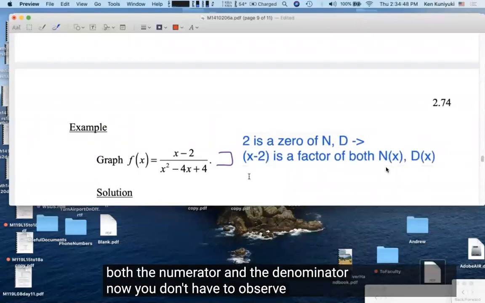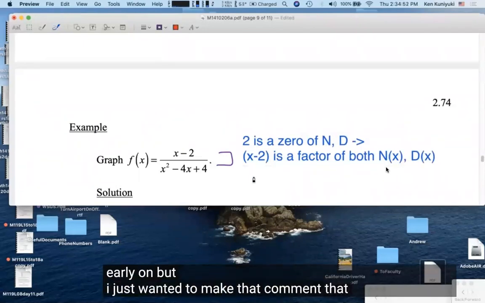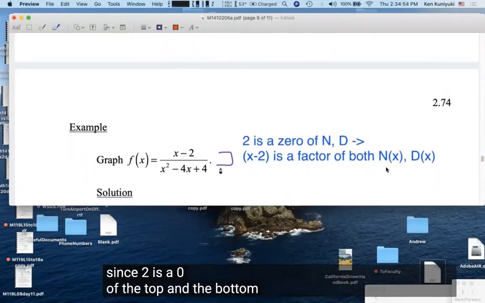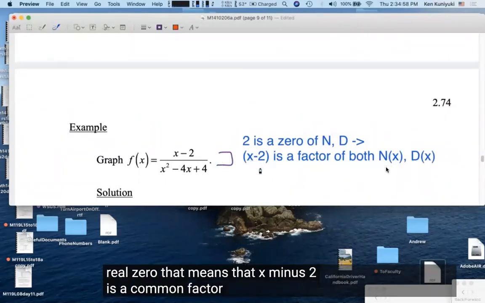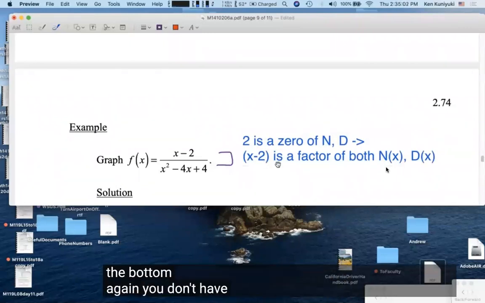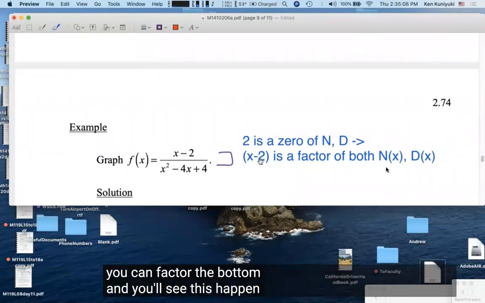Now, you don't have to observe that this early on, but I just wanted to make that comment, that since 2 is a 0 of the top and the bottom, it's a common real 0. That means that x minus 2 is a common factor for both the top and the bottom. Again, you don't have to observe that now. You can factor the bottom, and you'll see this happen.